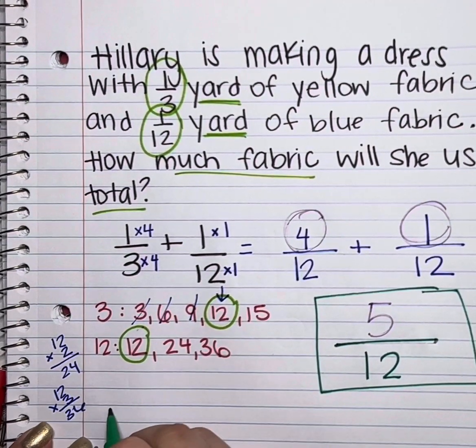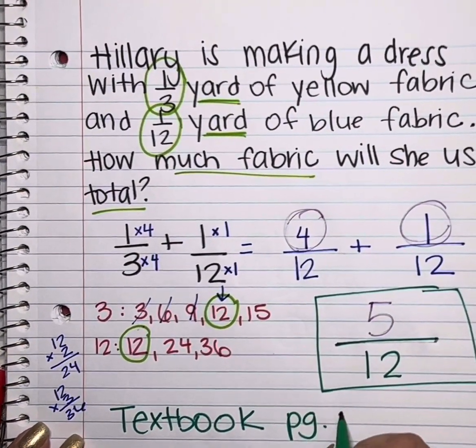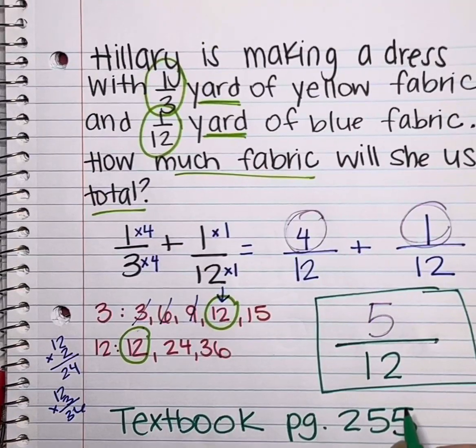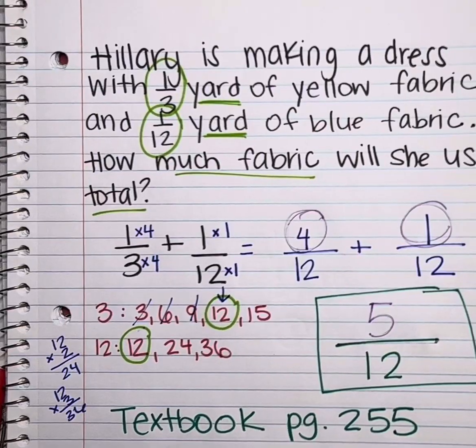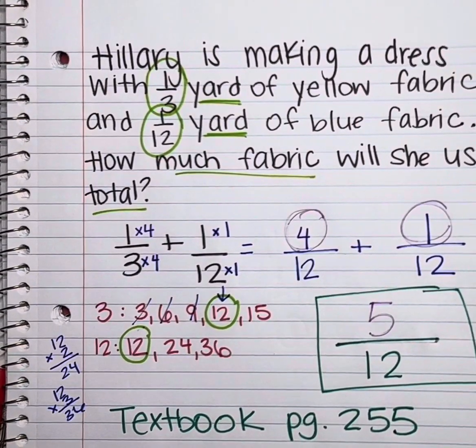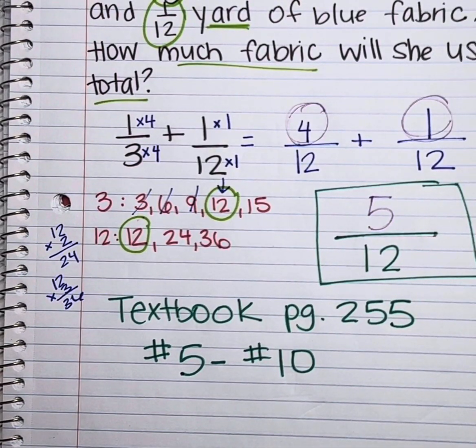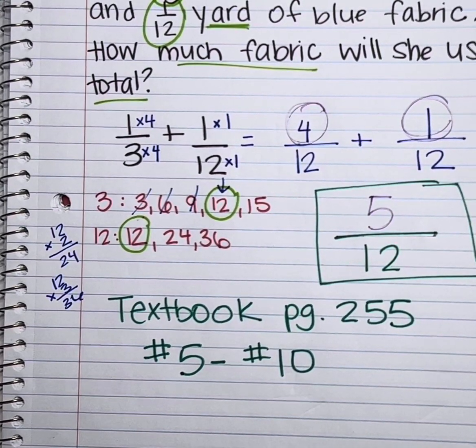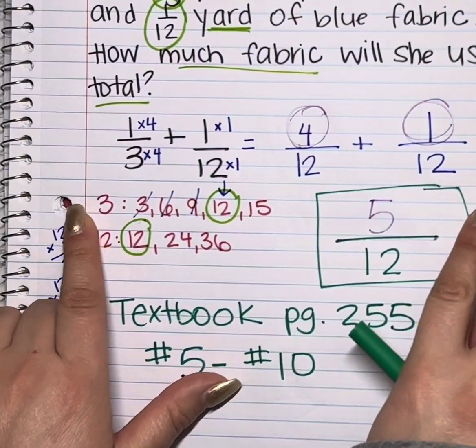I do want you to take care of an assignment in your textbook. You are going to do textbook page number 255, but I only want you to do numbers 5 through number 10, and you have to show your work. Just like I showed steps for every single one, you need to show your work just like that as well. Now, on this page, you are going to see in the instructions, it asks you to do modeling. You don't need to worry about modeling for these problems. I'm okay with you just doing the standard algorithm method.